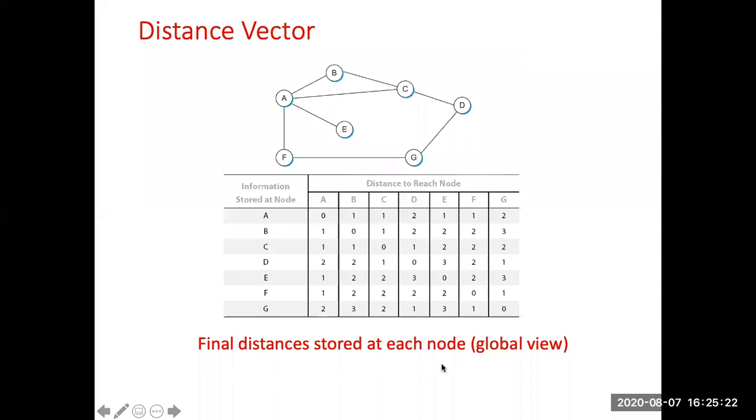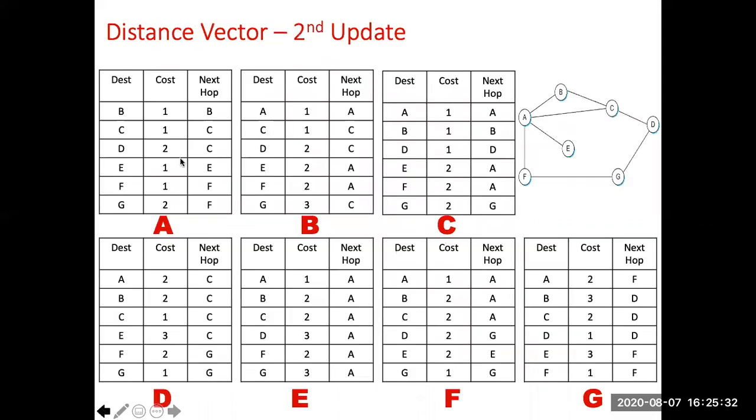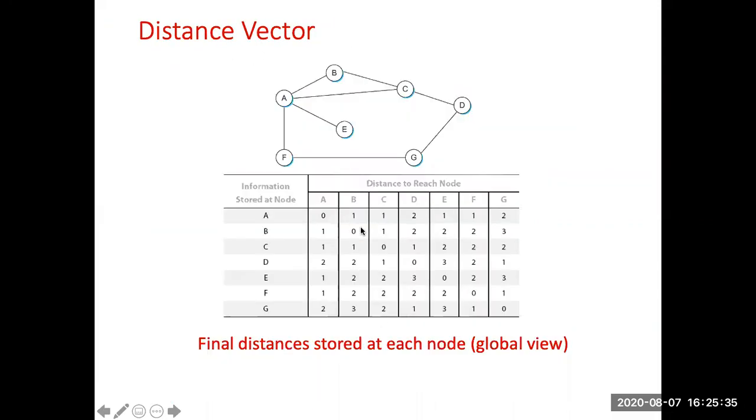So this is basically the global view of all the nodes. We can see how these tables are collectively assembled into a global view. Basically, the routing tables are maintained using a distributed approach. Each router maintains its own table. But for us, this is just a global view of the distance to each destination for every node. We can see that for node A, these are the costs for every destination, and similarly for node B, this is the cost for every destination.